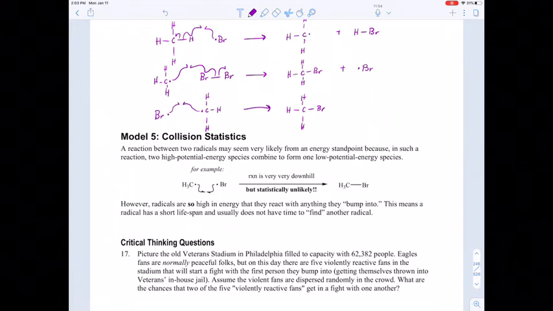Radicals aren't terribly common, so by the time this bromine radical finds something else, most likely it's just another molecule. And it's so reactive, it doesn't care. It doesn't need another radical. It's just going to tear apart whatever it runs into.